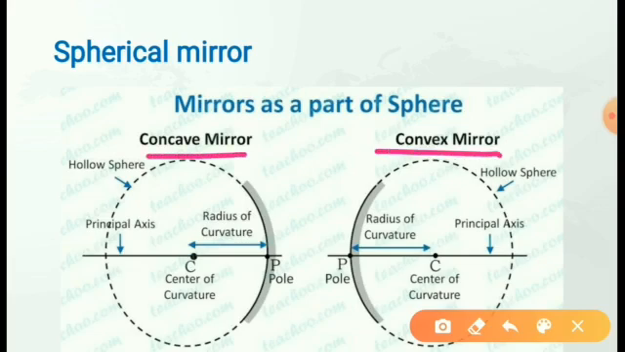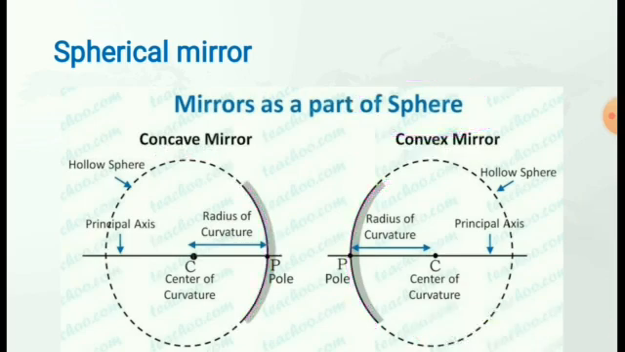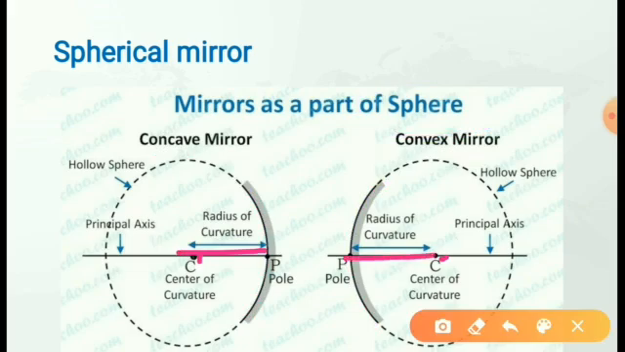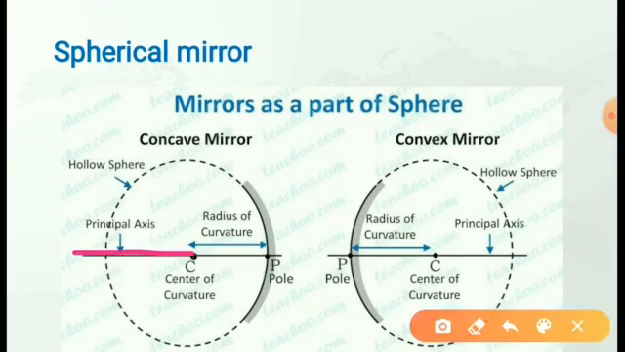Concave mirror and convex mirror. This is the concave and this is the convex mirror. Both are part of a sphere or a spherical mirror, where C is the center of curvature and this is the radius of curvature, and the principal axis passes through the center of curvature and the pole.